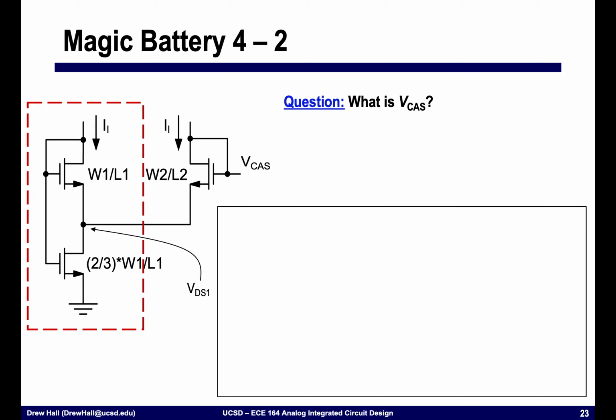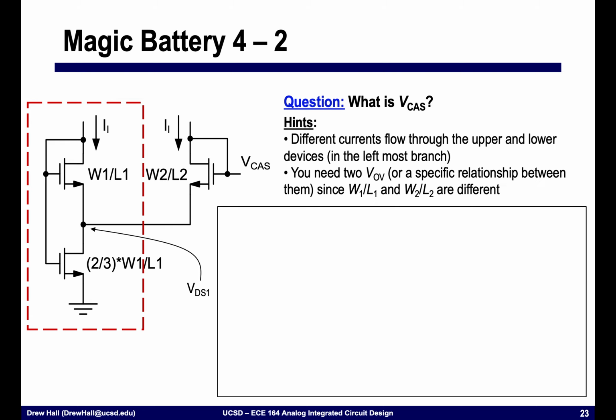All right, so if we wanted to mathematically show this, we can actually derive out the voltage, and I'll show you now, kind of qualitatively, what we did on the previous slide and what I was explaining. The big hint here is to realize that different currents flow through the upper and the lower devices in this leftmost branch, okay? And this should be very obvious.